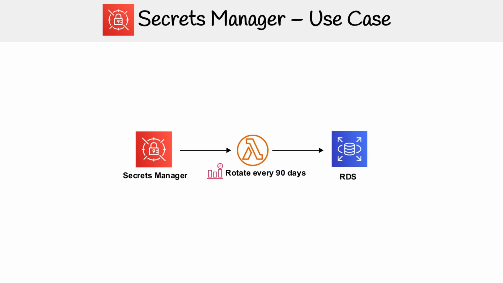But what it's doing is the Lambda probably set up with a CloudWatch event, and every 90 days it's going to say, okay, run this Lambda, swap out that password. So that's how the password gets swapped in RDS, but how does the application access it?